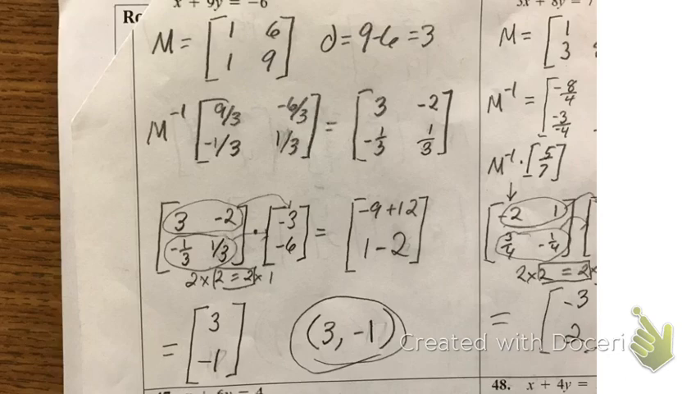I got a really different answer for 51. Let's just start 51 then. So 51, you should have got a matrix that looks like 1, negative 5, negative 1, and 3, right? That's your matrix?